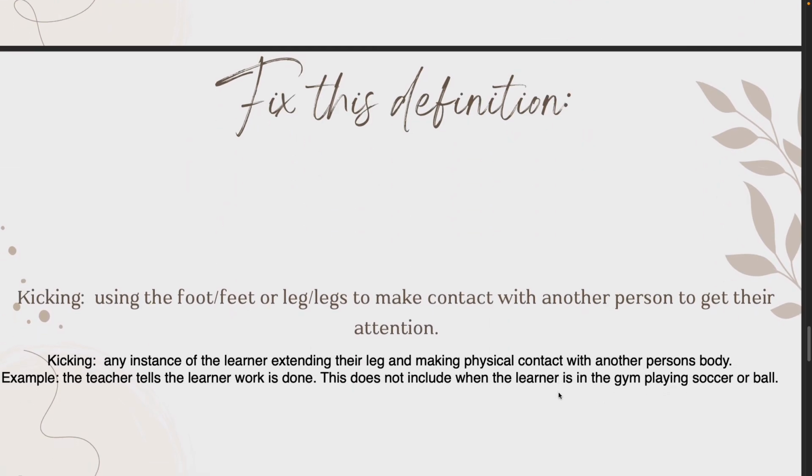And then I ask, fix this definition, okay? So then we can fix it by saying, any instance of the learner extending their leg and making physical contact with another person's body. An example, the teacher tells the learner work is done. This does not include when the learner is in the gym playing soccer or with a ball. Okay, and again, we can also take this definition and expand it and make it better, right? But this is just a way to see how we can start expanding and using all components of our operational definition.